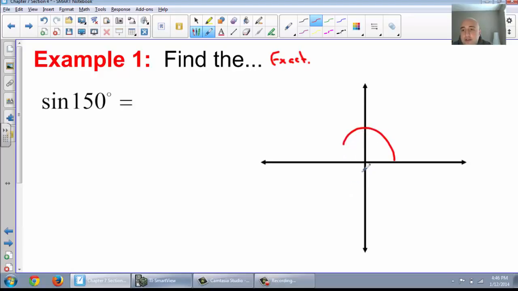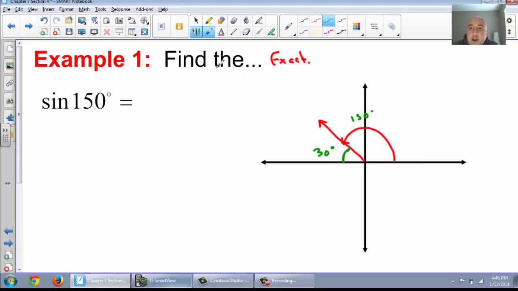All right, so I think that's approximately 150 degrees. Okay, so basically what we have to do is draw the angle, and then we need to find the reference angle, the distance to the nearest x-axis. So 150 is how far away from 180? Well, hopefully you see that this is 30 degrees.